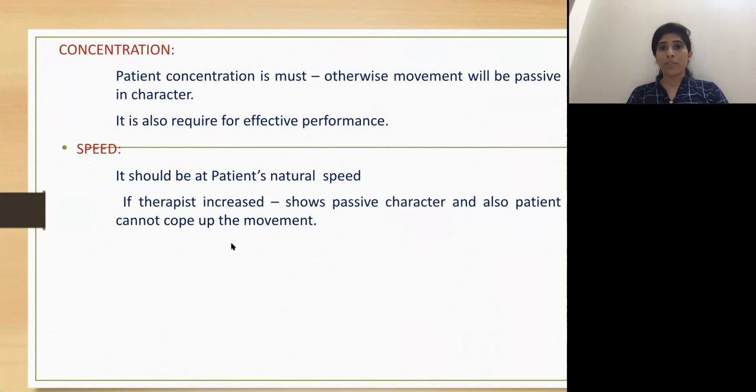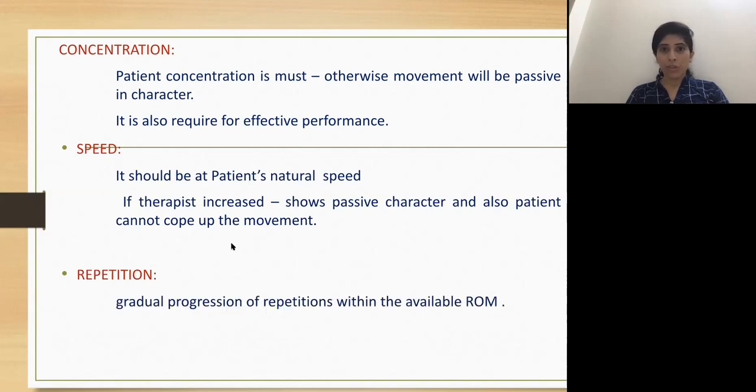Once the therapist feels that the patient is learning this movement and is able to perform it in a proper way, and the assistance force required is less, then gradually the therapist can increase the speed. Okay, if it is more speed, then of course it is passive in character, right? So repetitions, gradual progression of the repetition within the available range of motion should be given, which helps to improve the range of motion as well as the muscle strength.